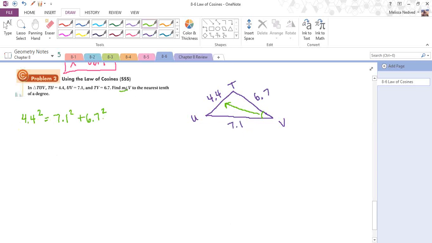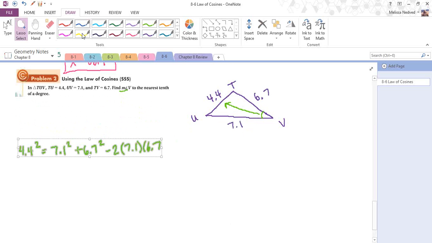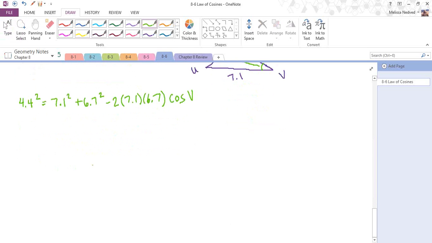It doesn't matter if you do the 7.1 first or the 6.7. Minus 2 times 7.1 times 6.7. And you know what, I'm too high here. Let me just move this down a second so I don't run into my triangle. 7.1 times 6.7 times cosine of, and now again, I don't know that value. That's what I need to find, so that's going to stay my variable. And go ahead and keep simplifying.